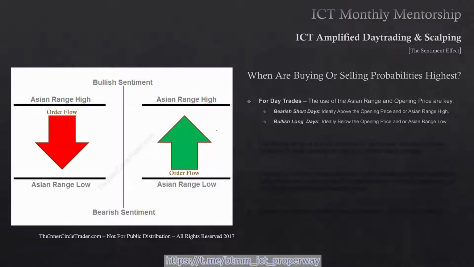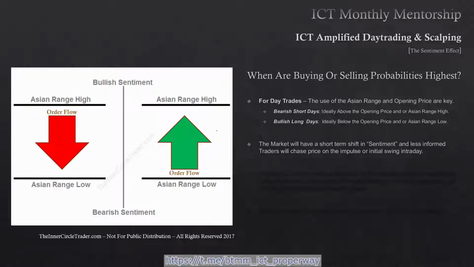Well, for day trades, as we're specifically teaching this month, the use of the Asian range and the opening price are key. Bearish short days, or when you're looking to sell short, ideally you're going to be looking for a move above the opening price and/or the Asian range high. When you're looking to go long on bullish days, ideally you're going to be looking to go long below the opening price and/or the Asian range low.